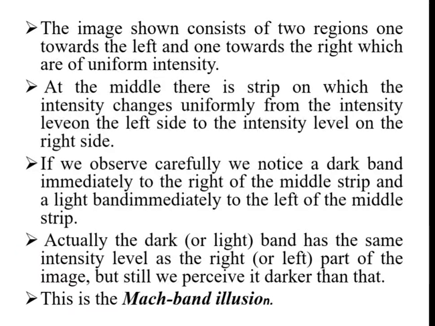If we observe carefully, we notice the dark band immediately to the right of the middle strip and the light band immediately to the left of the middle strip. Actually, the dark or the light band has the same intensity level as the right or left part of the image, but still we perceive it as darker or lighter than that. This is called the Mach band illusion. The figure shows the Mach band effect.